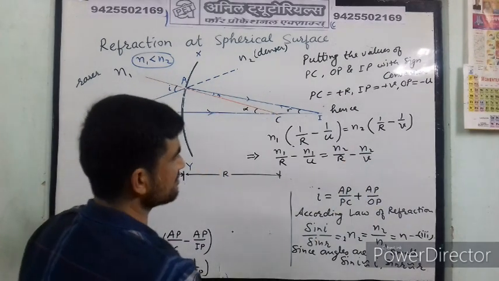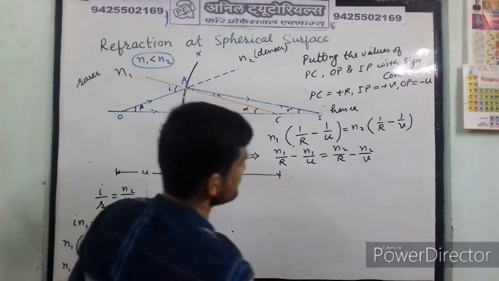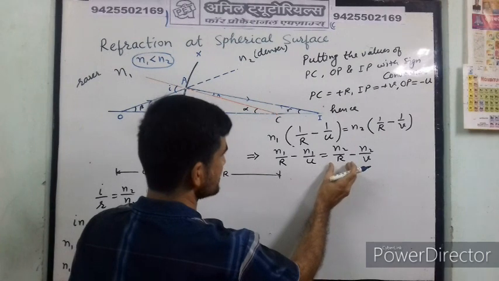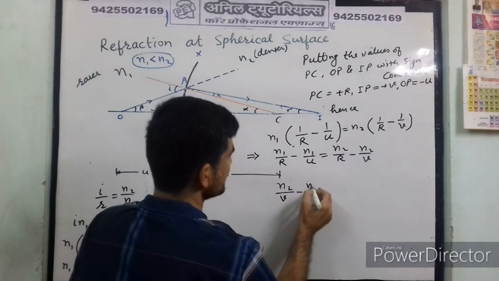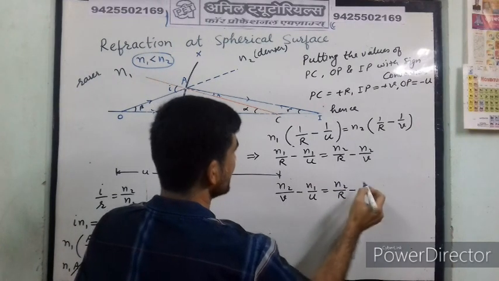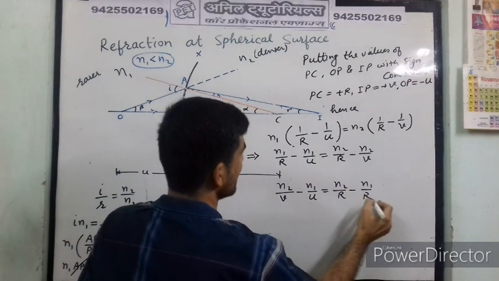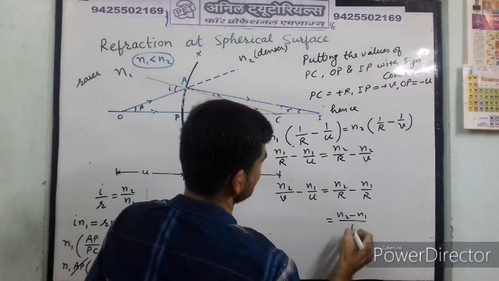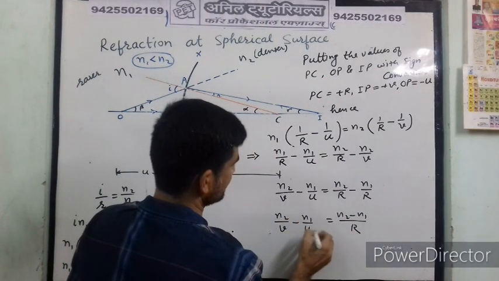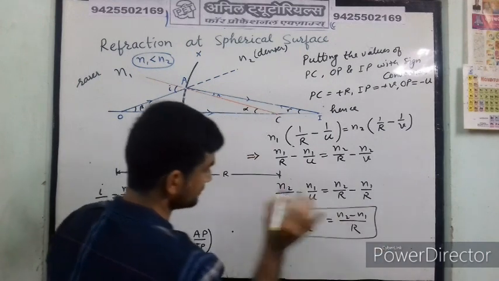Now keep the terms containing R on one side. N2 by v minus N1 by u is equal to N2 by R minus N1 by R. So this is the result.